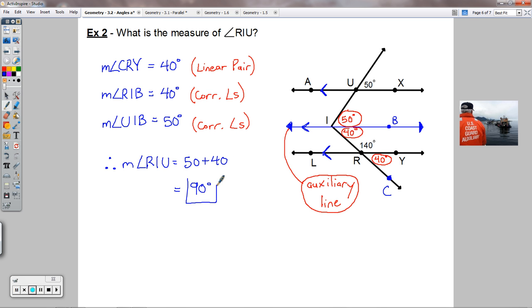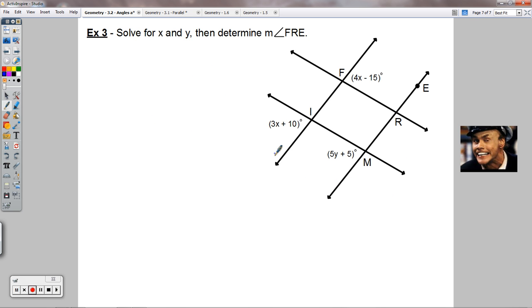So I had a lot of extra space on that one that I didn't actually need to use. But 90 degrees, does that look like it's exactly 90 degrees? Not exactly. Again, that's why we can't trust how the picture looks. We have to trust the information that's given in the picture. And our final example.